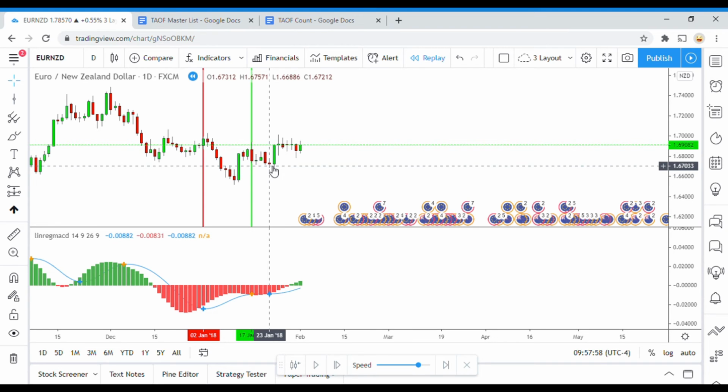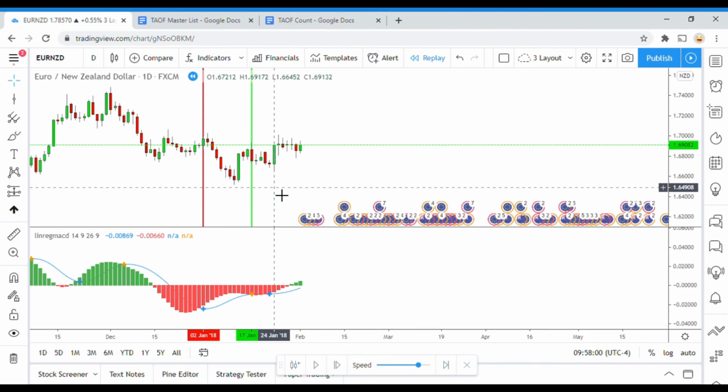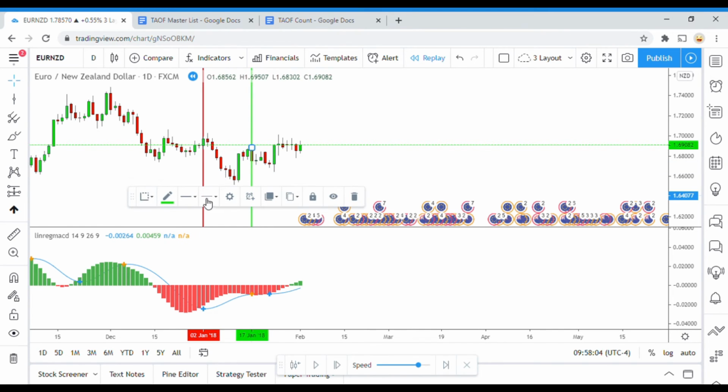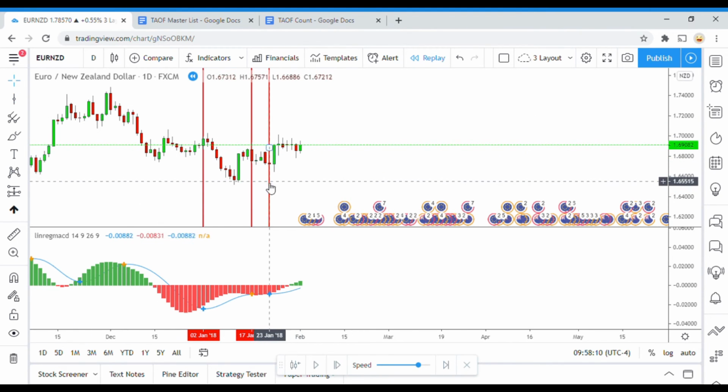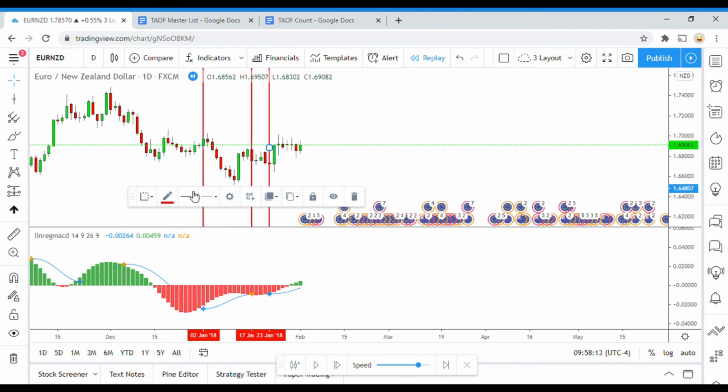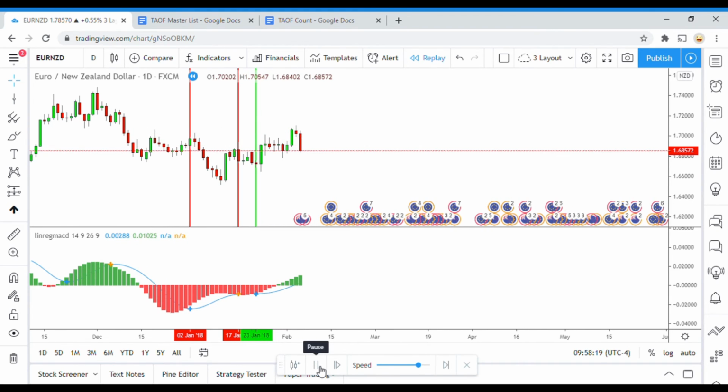Alright, then we got this call here. Actually, take that back. So we got a long signal right here, which would have stopped us out of this short here. But then, giving us a win for the long side there.